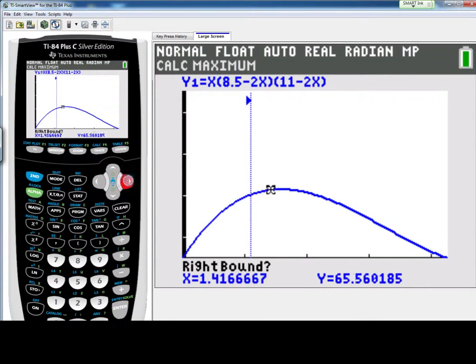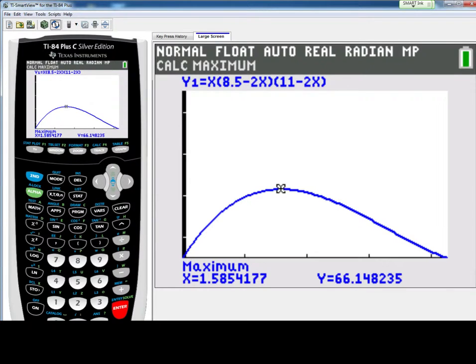What you're doing is helping the calculator so it doesn't check the whole function. Does that make sense? All I want you to check is the area between here and there. Then it's going to say, take a guess at where it is. You're helping it again. Well, I think it's right about here. Hit enter, and it's going to tell you exactly where it is. So, bam. There's the maximum volume when x is 1.585. That would give us the maximum volume.